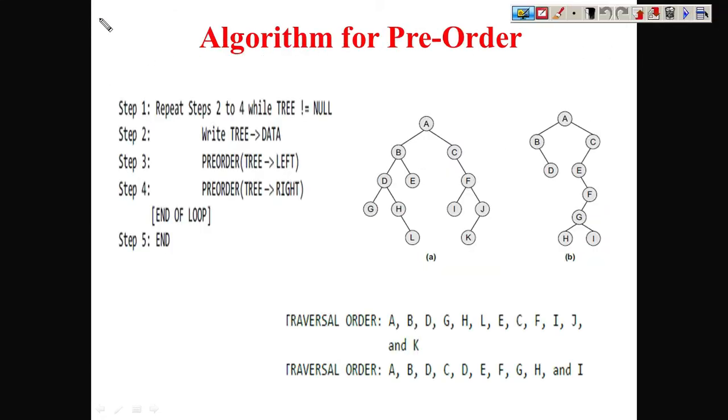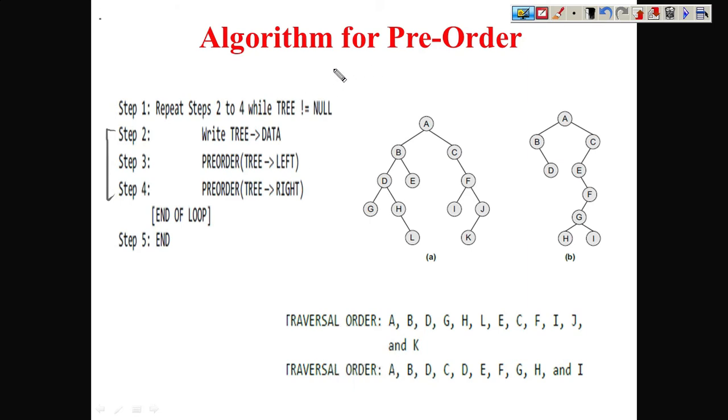So this is the algorithm for pre-order. You can see here that we repeat steps 2 to 4 while tree is not equal to null. So actually we have to keep on doing these steps 2 to 4 until tree becomes null, and the tree is going to become null unless you visit all the nodes. So once all the nodes have been visited, it will stop.